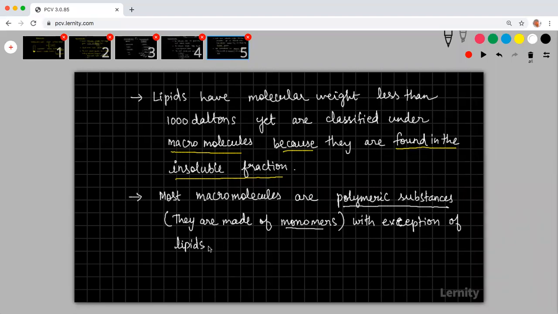What is the meaning of making them insoluble? There are certain substances which are soluble in water, and some substances which are not soluble in water. Why is it not soluble? It is because of the chemical property, the way in which the bonds are associated. Certain compounds are made up of certain types of bonds.